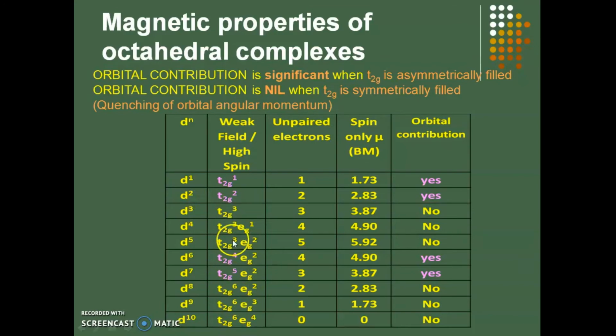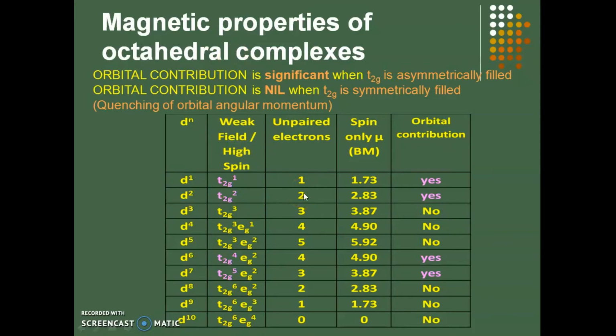In these two cases, there is no interconversion of T2G orbitals possible. When there is no interconversion, then there is no orbital contribution. When there is no orbital contribution, we call that state quenching of orbital angular momentum. So orbital contribution will be there when T2G is unsymmetrical, and we are seeing the weak field or high spin case, because in the low spin case already the spin is quenched or the magnetic moment value is low. Here we are taking up the high spin case, and so we are considering only the weak field octahedral case.